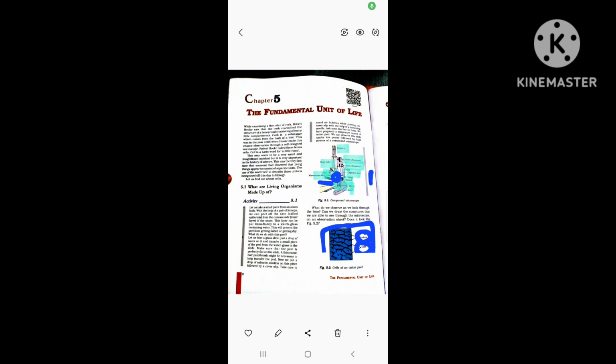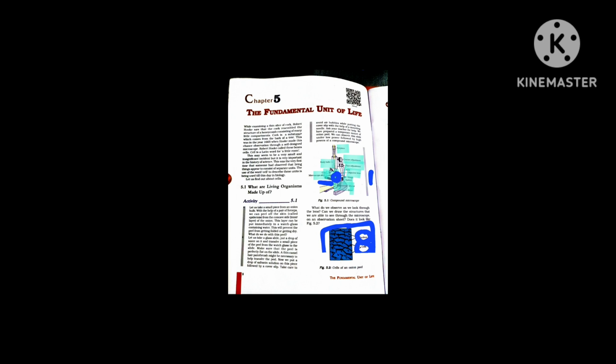Now we are going to learn chapter 5, the fundamental unit of life. In the first page, the information given is that Robert Hooke was the person who discovered the cell. He took a thin slice of cork from a tree bark and kept the slice under the microscope. Then he observed a structure like a honeycomb, consisting of many little compartments.